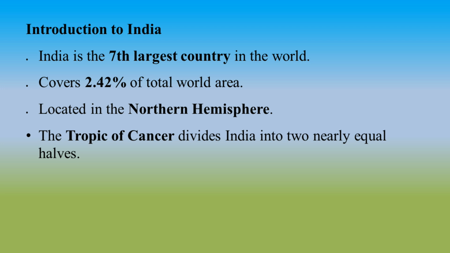Introduction to India. India is the seventh largest country in the world and covers about 2.42% of the total global land area. It is located entirely in the Northern Hemisphere. One of the interesting geographical features is the Tropic of Cancer, which passes almost through the center of India, dividing it into nearly equal northern and southern halves. This positioning contributes to our varied climate and natural zones.